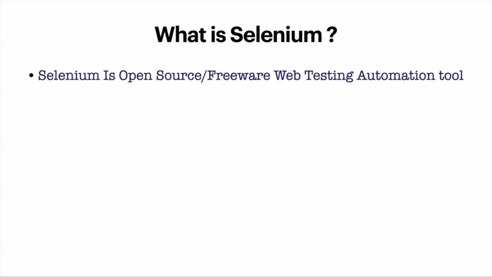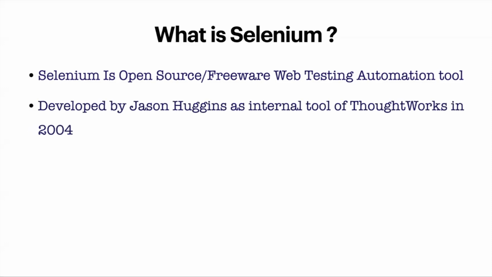Selenium is normally used for web application automation. It is open source, which means we don't need to pay anything for the license. Selenium was developed by a person called Jason Huggins as an internal tool for ThoughtWorks, and it started in 2004.